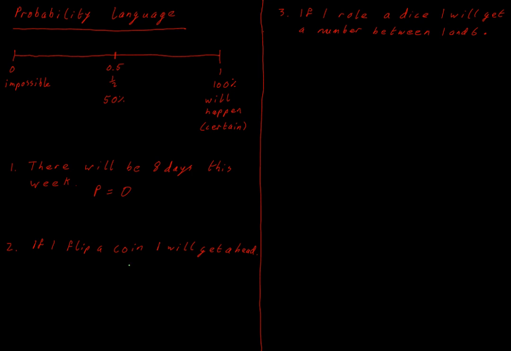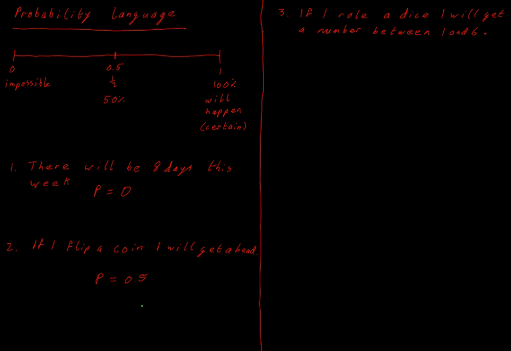Next one. If I flip a coin, I will get a head. Well, the probability of getting a head when I flip a coin is a half. We know that fairly intuitively. There are 2 possible outcomes. We could get a head or a tail, and then our probability is going to be a half. So the probability there, capital P for probability, is going to be 0.5 or a half. You can write it as a fraction or as a decimal or as a percentage.